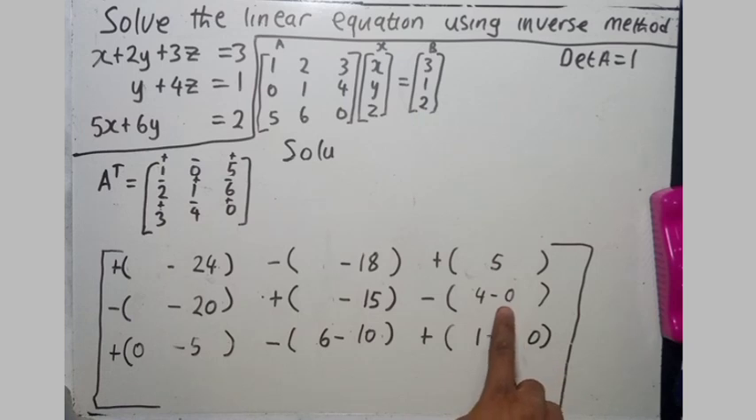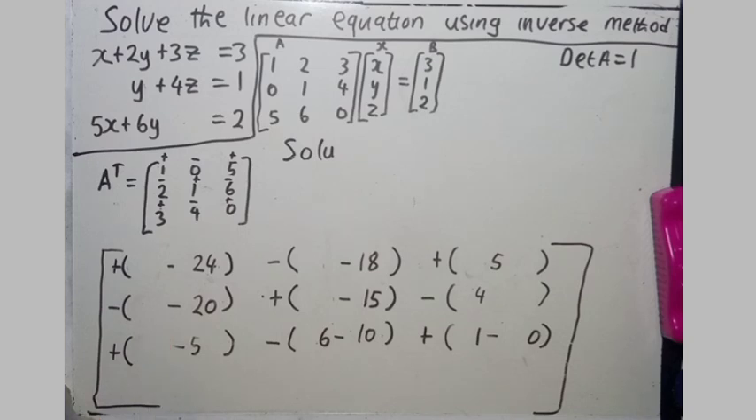4 minus 0 is what? 4. 0 minus 5 is what? Minus 5. 6 minus 10 is what? Minus 4. And 1 minus 0 is what? 1. So we have gotten this.